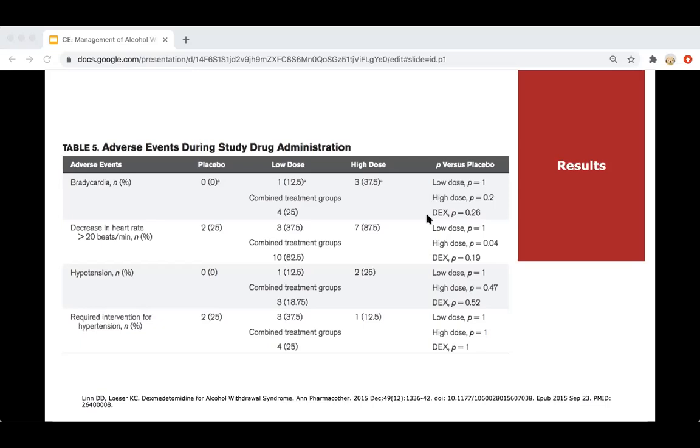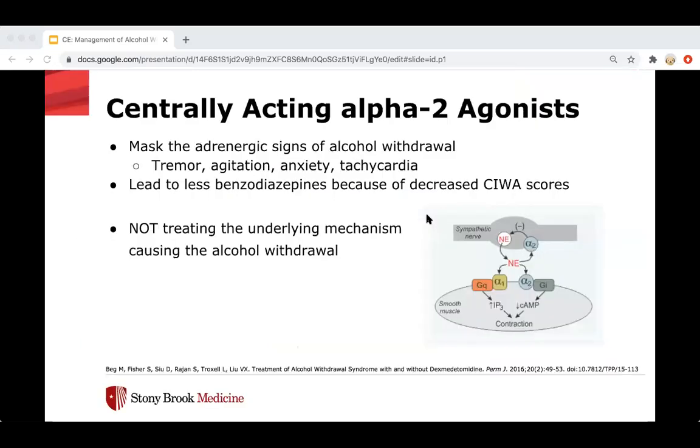So these centrally acting alpha-2 agonists shouldn't be used for alcohol withdrawal, and that's because they can mask the adrenergic signs of alcohol withdrawal. So that's the tremor, the agitation, anxiety, and tachycardia. The thought process of using less benzodiazepines is because these patients are having decreased CIWA scores, because tremor, agitation, and anxiety are 3 of the 10 aspects that we look at when we're doing the CIWA score.